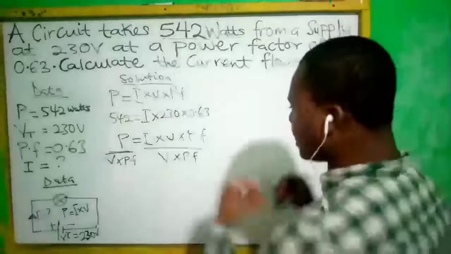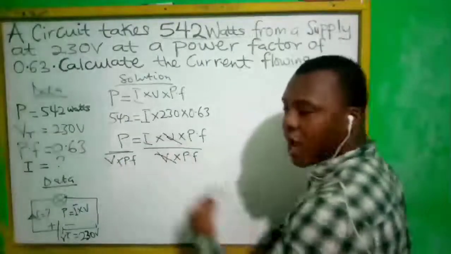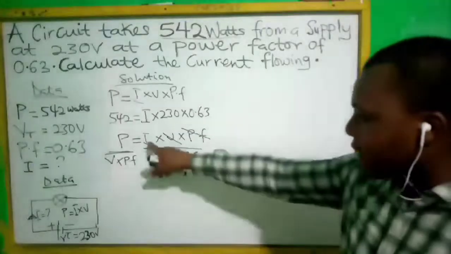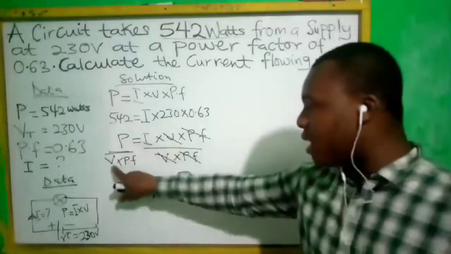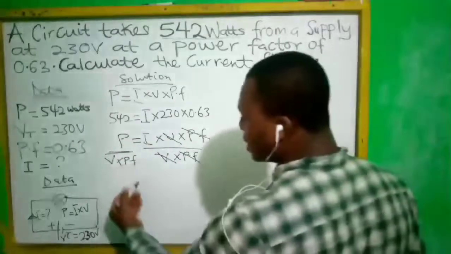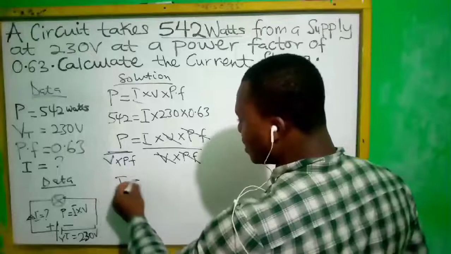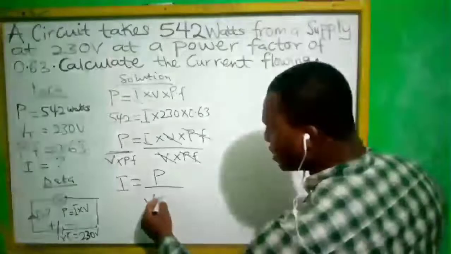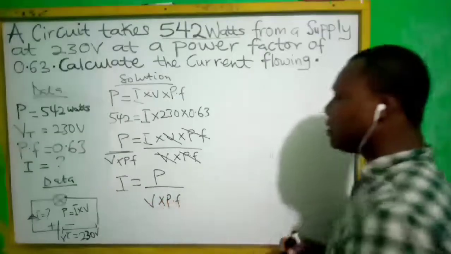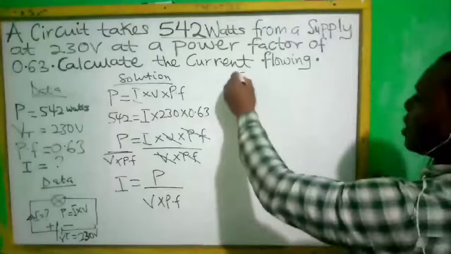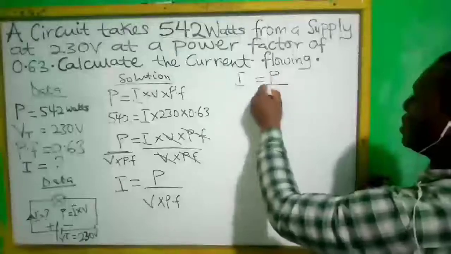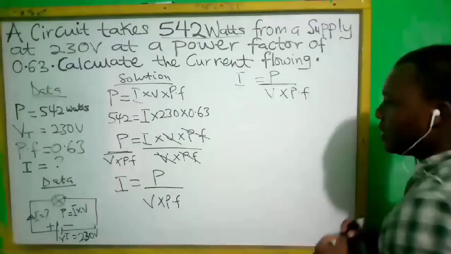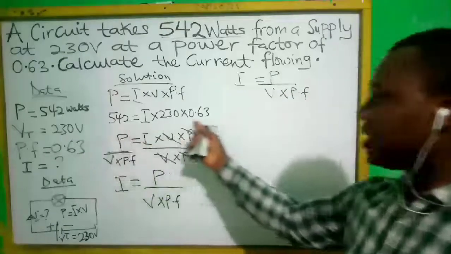Then we cancel. Voltage cancels voltage. You see, we are getting rid of voltage and power factor. Power factor cancels power factor. At the end, current stands alone. So current equals power over voltage times power factor. So current is equal to power divided by voltage times power factor. Now let's bring the formula here: current is equal to power divided by voltage times power factor. So let's bring this back.